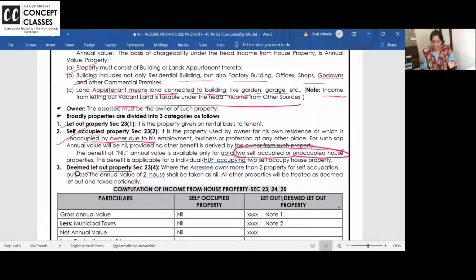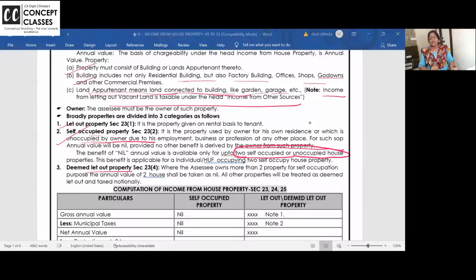Deemed means DLOP, assumed to be let out. It's assumed, it's let out. Actually, dear students, this is a little difficult to digest, but the most important thing you all should understand is that DLOP is the only head where notional income is taxable. Anyone in the class having any doubt? Chat box is also on. You can ask me anything. As you asked me about fair rent and all, I have explained.